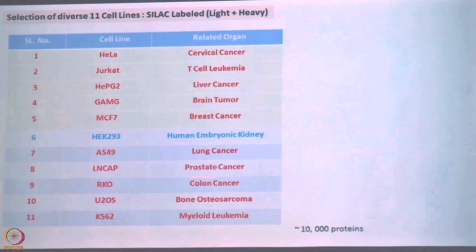So, you take HeLa, cervical cancer, Jurkat, leukemia, HepG2 liver cancer, GAMG brain tumor, MCF breast cancer, A549 lung cancer, LNCaP prostate, RKO colon, U2OS bone and K562 again myeloid. So, different types of cancer are there. Why is not one drug there for all the cancers? Impossible. Origin is different, metastasis is different. So, that means it is very complex.